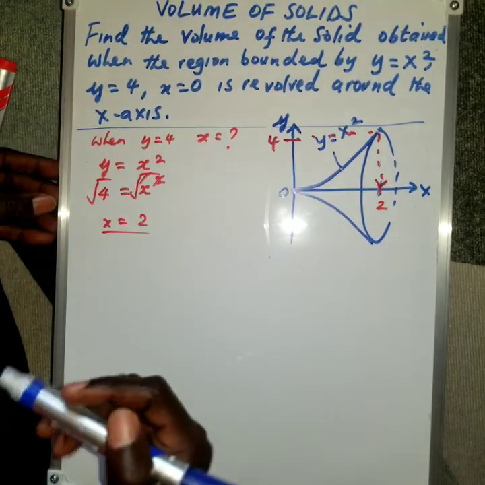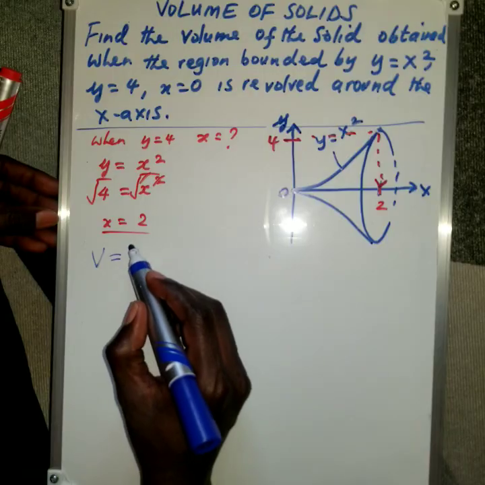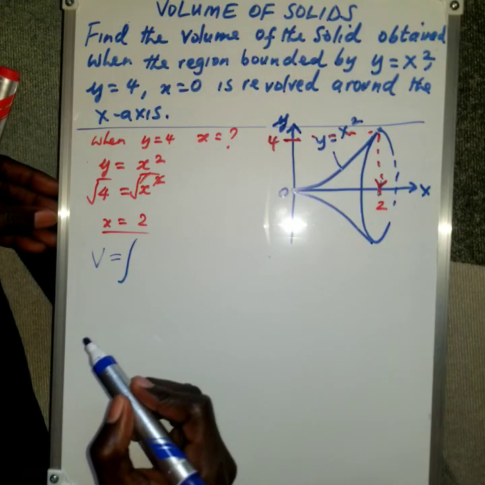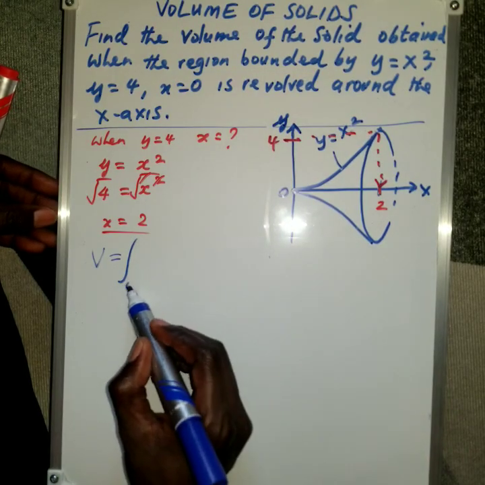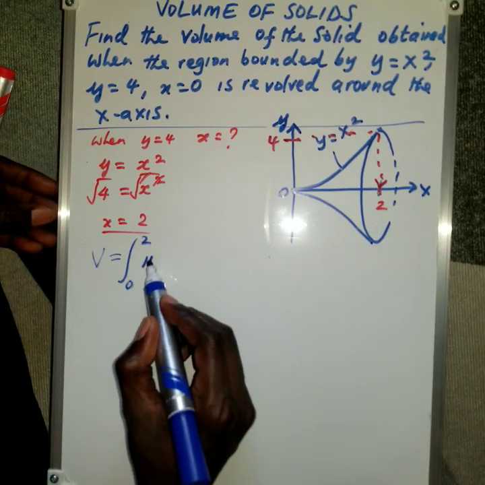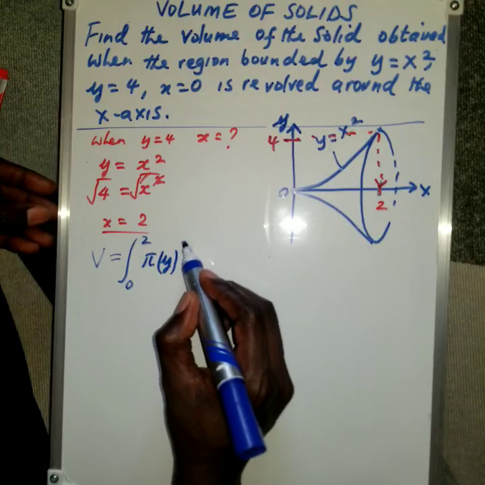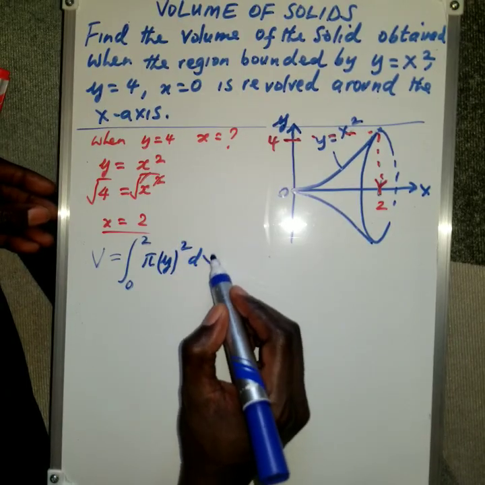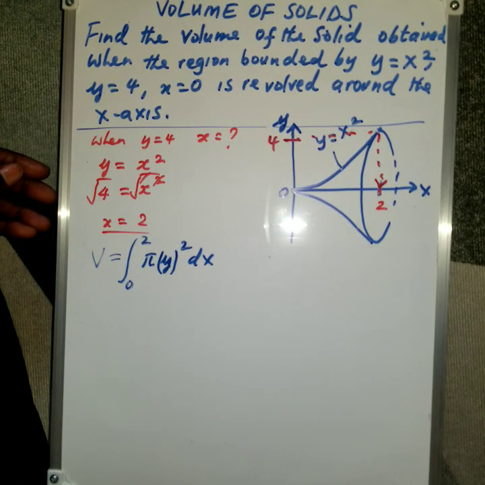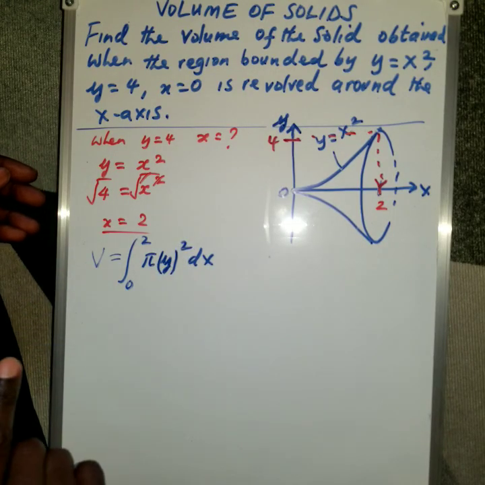Now how do you find the volume? Remember, volume is simply given by the integral, in this case your lower limit, which is 0, and the upper limit, which is 2. So you can say pi, then it is the value of y, but that value of y should always be squared, with respect to dx. That's what we mean. So when you're finding the volume, you need to square it. You don't need to forget.